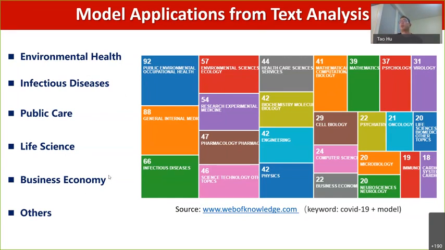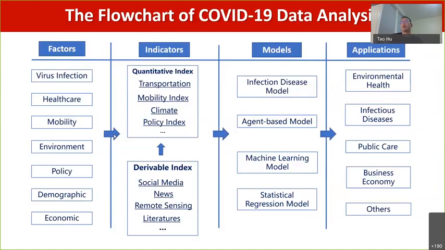So based on the models in the publications and also listed in the CDC, we made a summarization, and here is a flow chart about what kind of factors are involved in the models. The factors can be the virus infections, healthcare data, mobilities, environment, policy, demographic, and socioeconomics. And these factors can be estimated based on different indexes or indicators. And we group them into two parts.